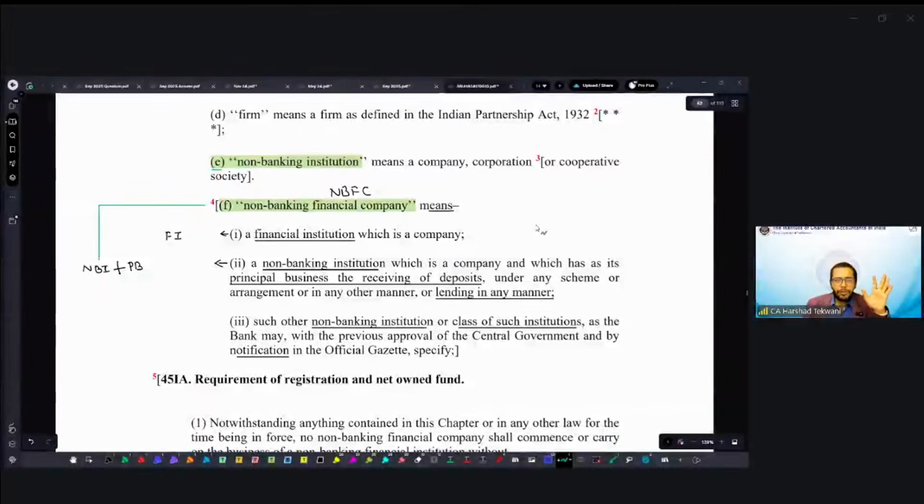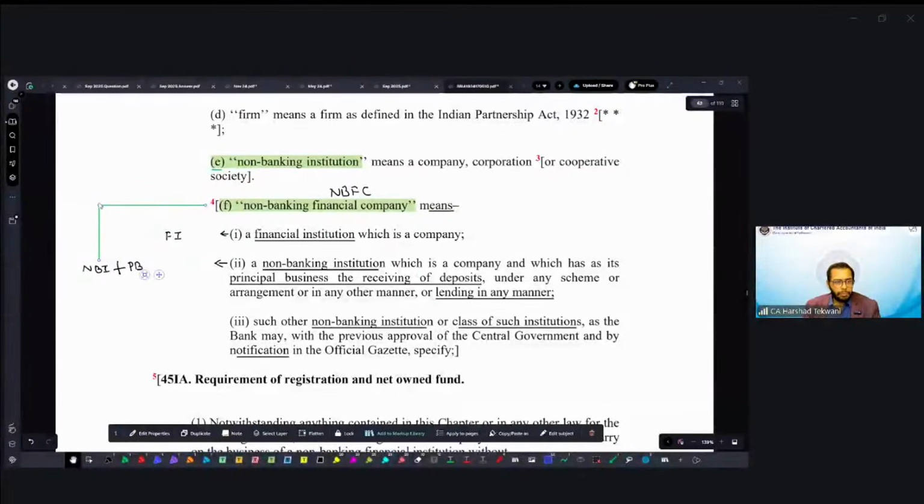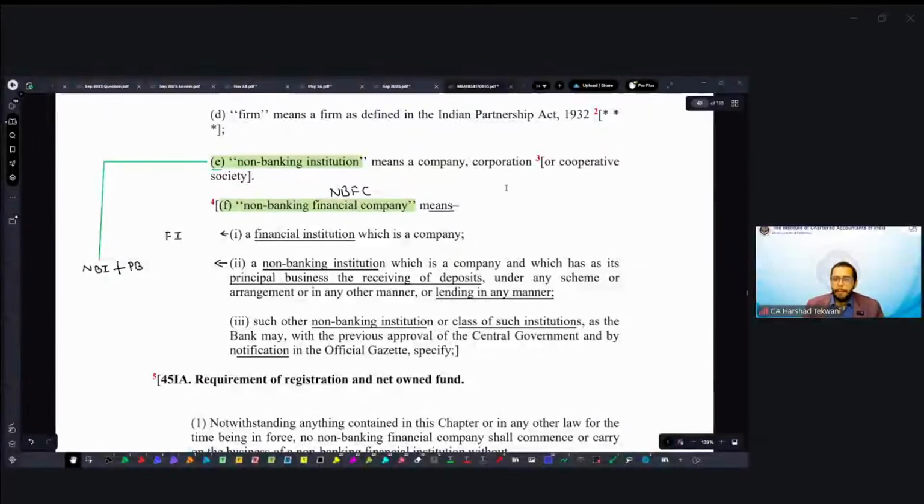So what NBI is: NBI means a company, a corporation, or a cooperative society. Non-banking institution means a company, corporation, or a cooperative society. That's it. Simple. That's a non-banking institution.